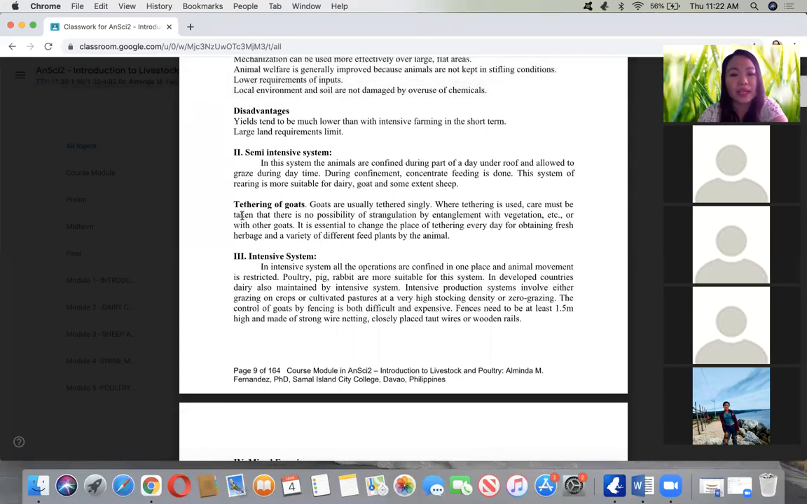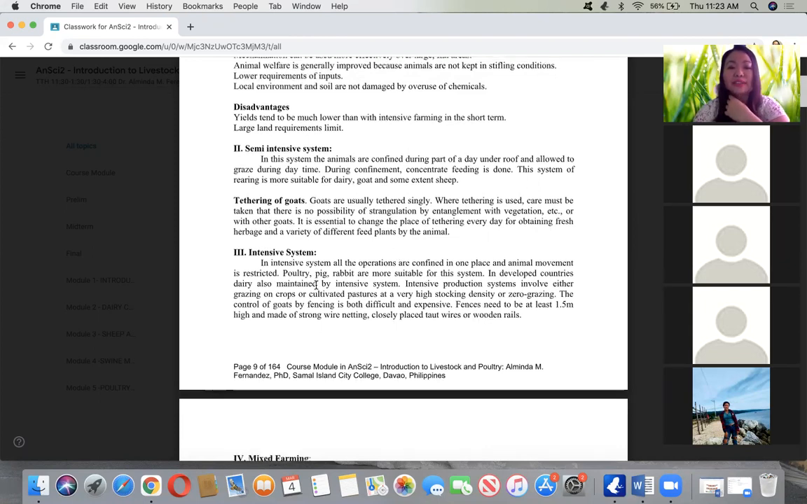So we have the so-called tethering of goats. Care is taken when there is no possibility of strangulation by entanglement with vegetation, you know, with other goats. This is to obtain fresh herbs or herbage and different feed plants.